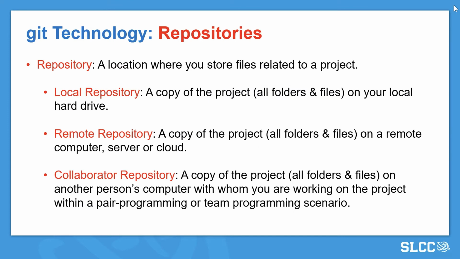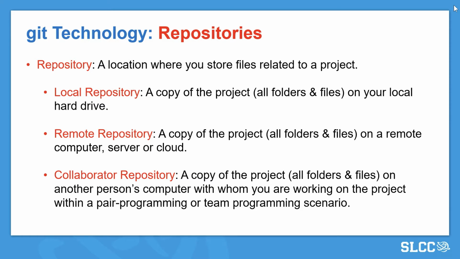One of the first things to understand about Git is a repository. That's really just a location where you store files for a project. A local repository is going to be on your local hard drive, which is where you're probably used to having your files stored when you create a project in an editor like Eclipse. In Git technology, remote repositories are a copy of your project that are out on a remote computer, a server, or the cloud-based system. One of the key terms in using Git is the word collaborator.